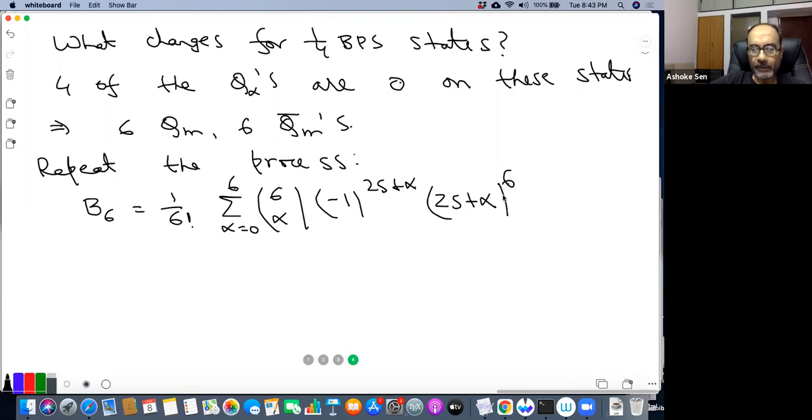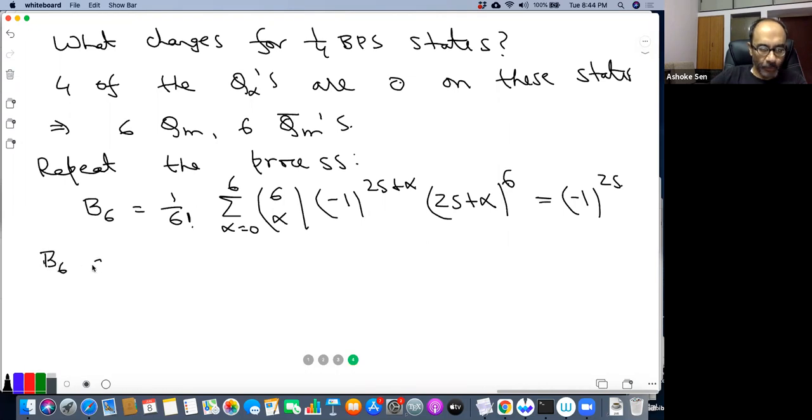And now this is non-zero, because if you repeat a similar analysis, it will be 1 minus x to the 6, and you can apply 6 times derivative because there's an alpha to the 6 factor. And I'll leave it as an exercise to check that this is just minus 1 to the 2s. In fact, that's the reason why you have chosen this 1 over 6 factorial. This is the normalization that one chooses. So this shows that B6 gets contribution from quarter BPS states.